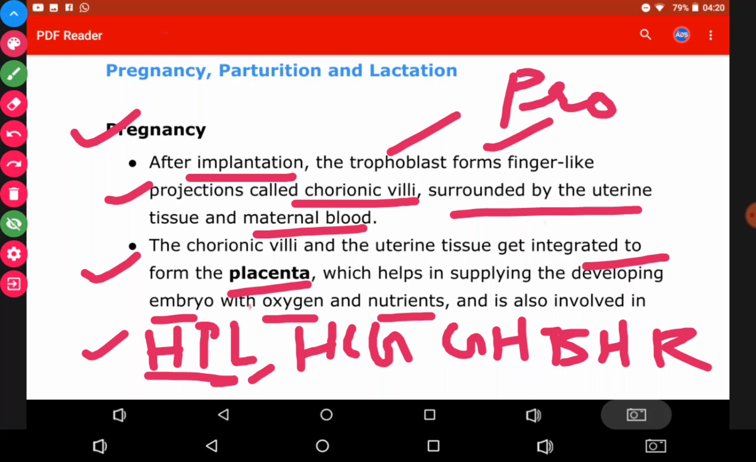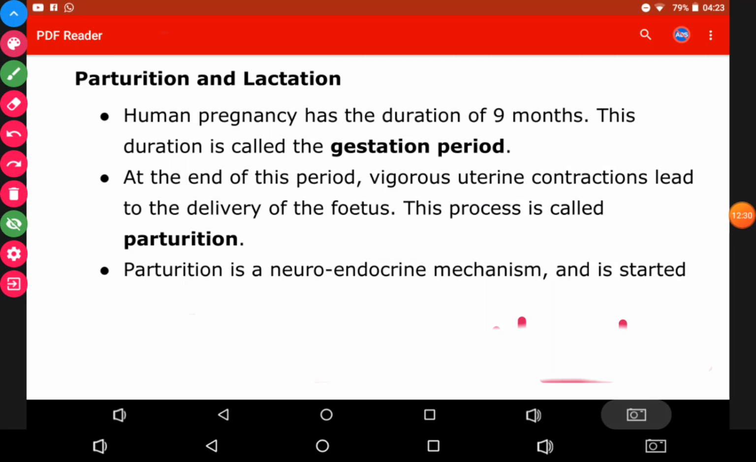the placenta is also responsible for secretion of some hormones. First of all, the progesterone hormone. Till the 9th month of pregnancy, it will maintain the concentration of progesterone. It also secretes human placental lactogen, human chorionic gonadotropin, growth hormone, thyroid stimulating hormone, and relaxin. All these hormones are secreted by the placenta to perform different functions.